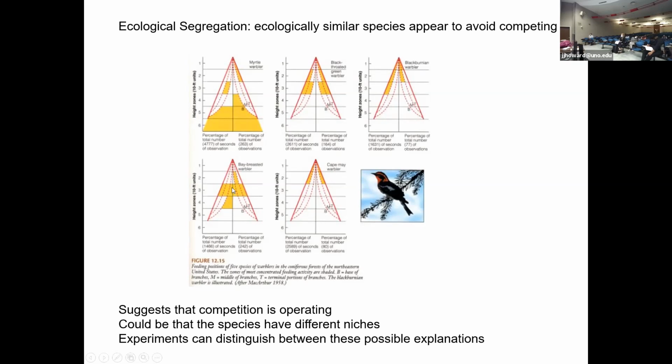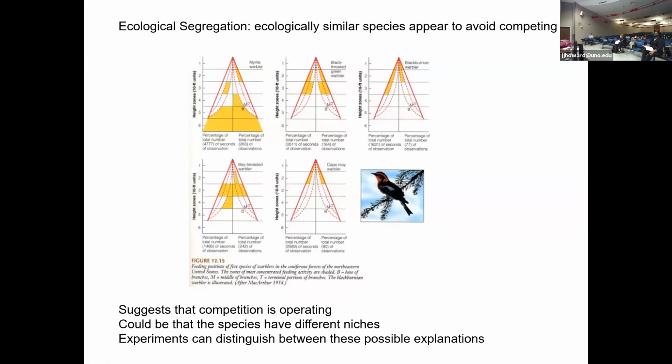So in each case, there is niche overlap, but it's not complete. And finally, here you have the Cape May warbler, and it's overlapping with the Blackburnian warbler, but we don't know why. Anyway, this suggests that competition may be currently operating, or it may suggest that species just have different niches.